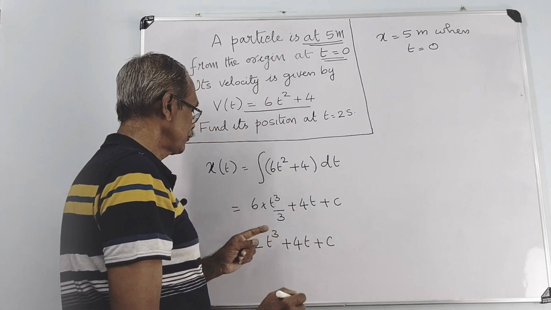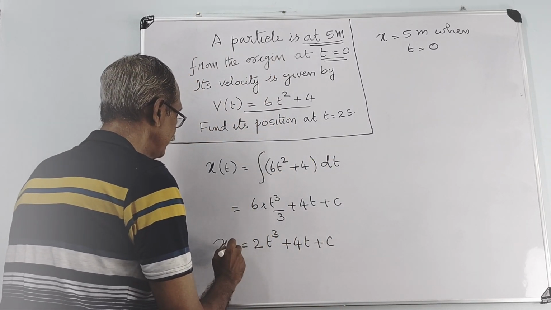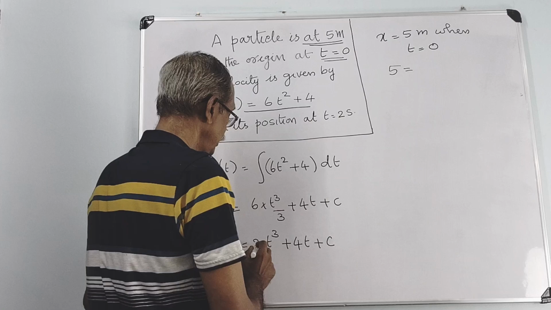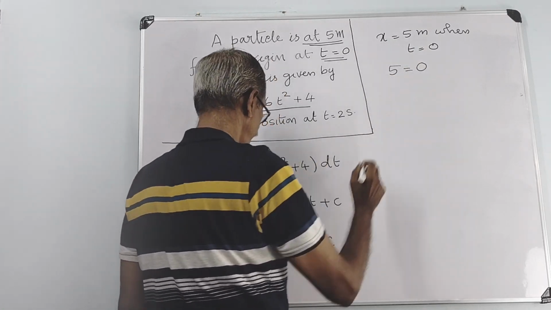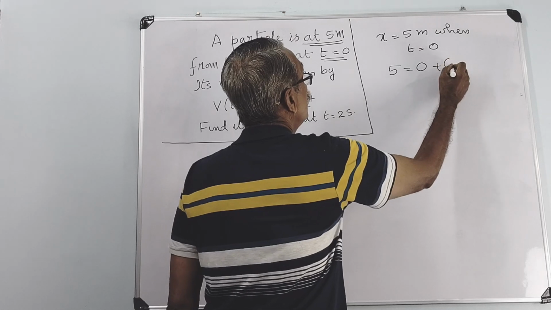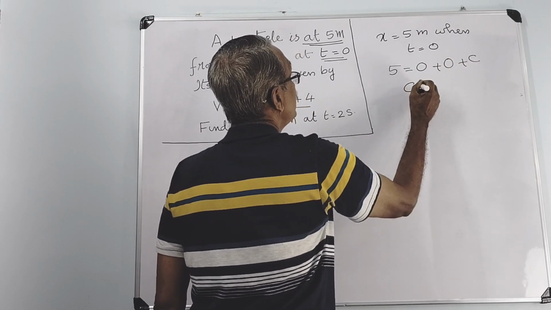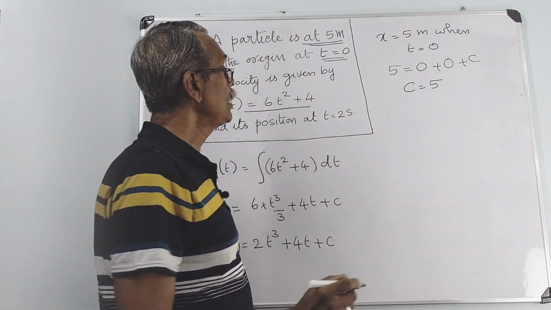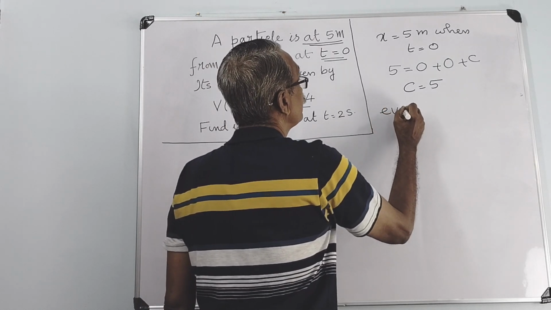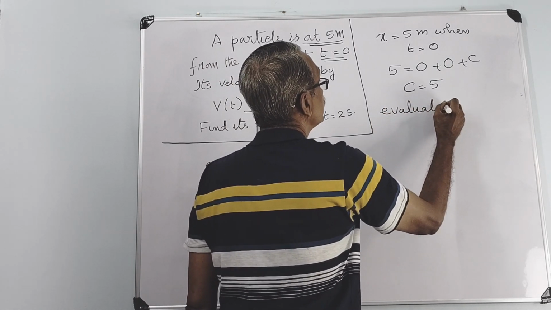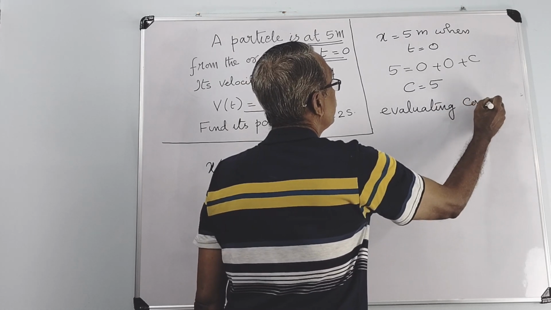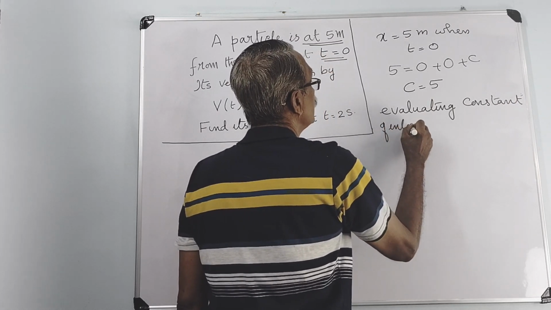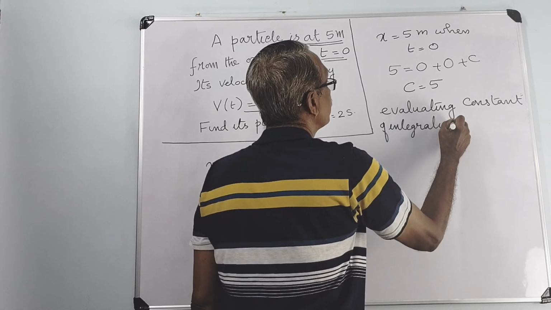You substitute t is equal to 0 here, and this is x. X is given to be 5. Therefore, 5 is equal to 2t cube, when t is equal to 0 will be 0, 4t when t is equal to 0 will be 0, plus c. Therefore, c is equal to 5. So, this is usually called evaluating constant of integration using boundary condition.